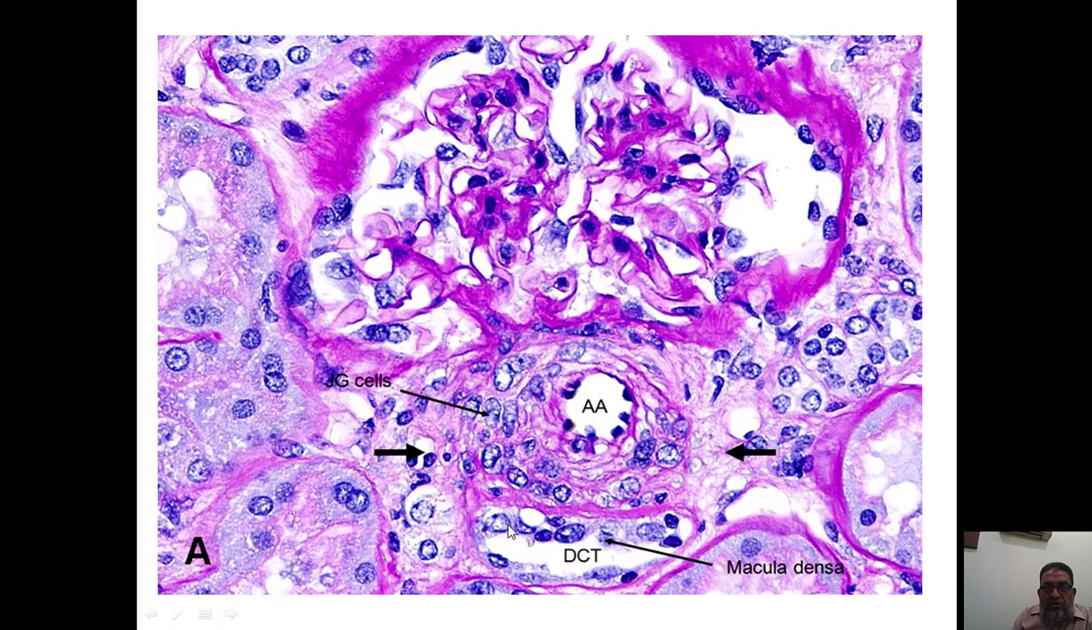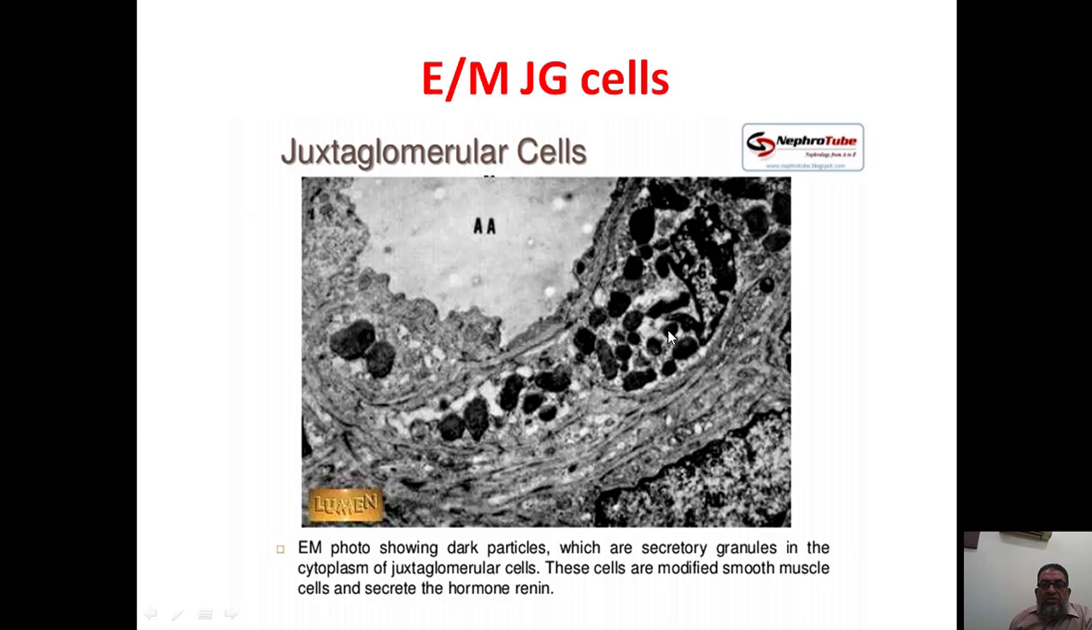This is a typical picture of a juxtaglomerular apparatus. This is the afferent arteriole, and this is the distal convoluted tubule. The rest is the Bowman capsule, mesangial cells also visible. This is the electron microscopic picture of a JG apparatus. Now look at the renin-secreting granules present within the cytoplasm of the tunica media of this afferent arteriole. This is a typical picture. These are the secretory cells present within the tunica media of the afferent arteriole. So this is the electron microscopic picture of a JG apparatus.